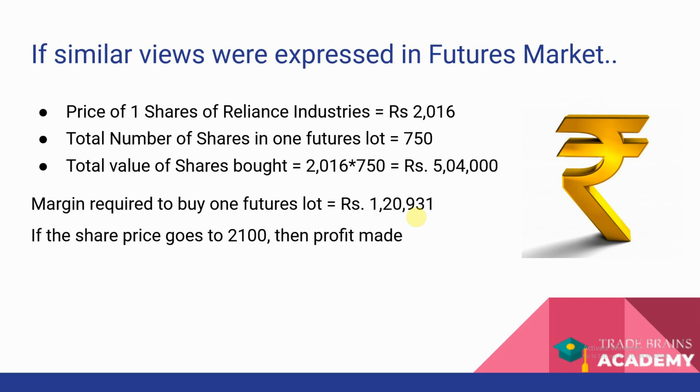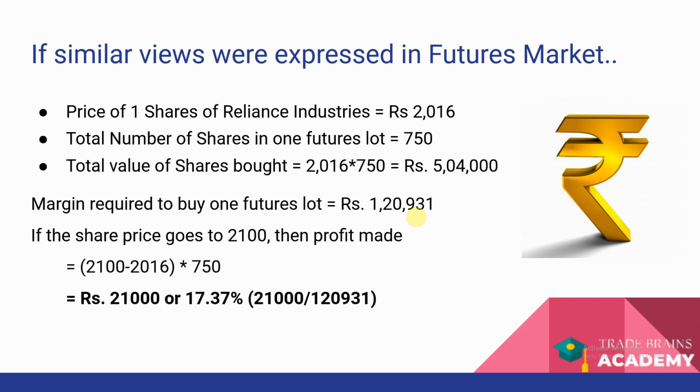So if the share price goes up to say 2100, then the profit made here will again be 21,000 rupees. But the return on investment is 17.37%. In case of our spot market, the return was nearly 4%, but here the return is 17%. How do we get that? 21,000 rupees made on the investment of 1,20,931 gives you a return of 17.3%.